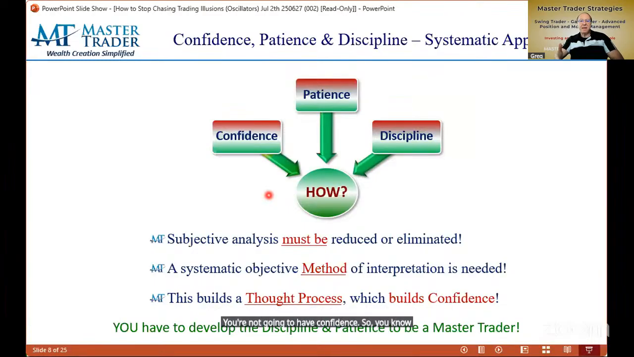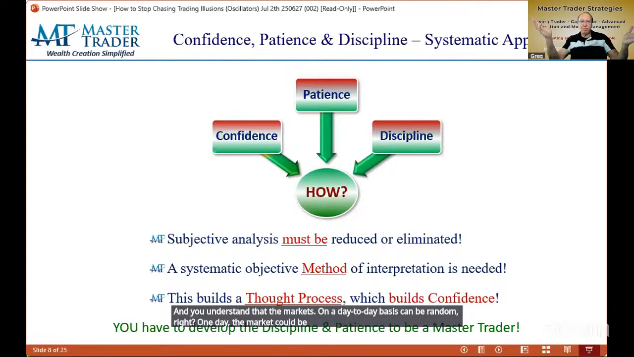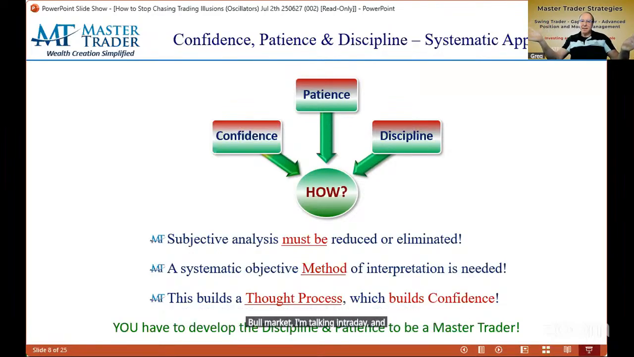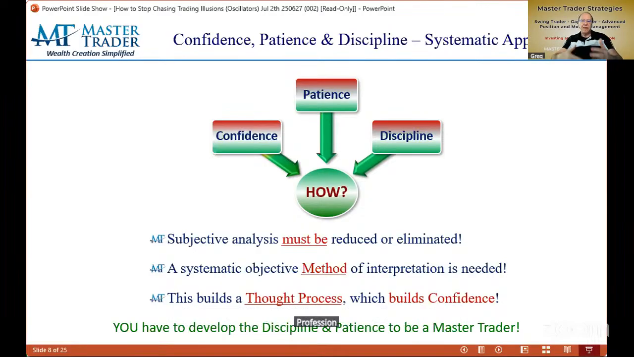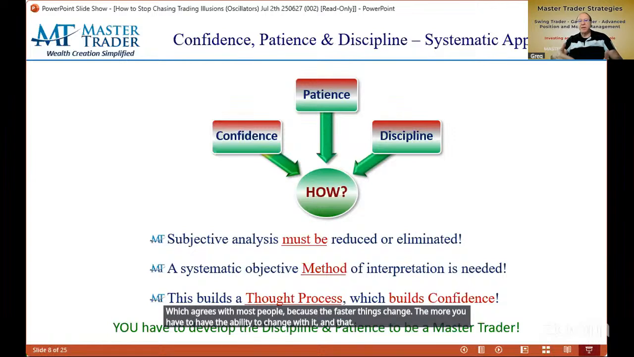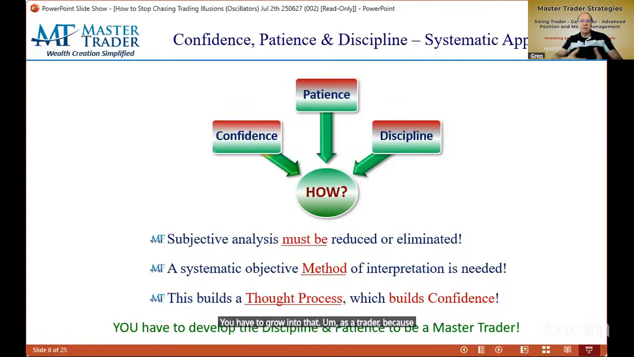So once you've created this belief system that you believe works, and you understand that the markets on a day-to-day basis can be random, one day the market could be in a happy mood, bull market, and I'm talking intraday, and the next day bear market. And it's like, how the hell does that happen? Well, that's just how things operate in this profession. So you have to have that level of understanding that things can change. Now, as you go out to higher time frames, things don't change so fast. That's good. So as a swing trader and an investor, things don't change so quickly, which agrees with most people, because the faster things change, the more you have to have the ability to change with it, and you have to grow into that as a trader, because you're dealing with something new.